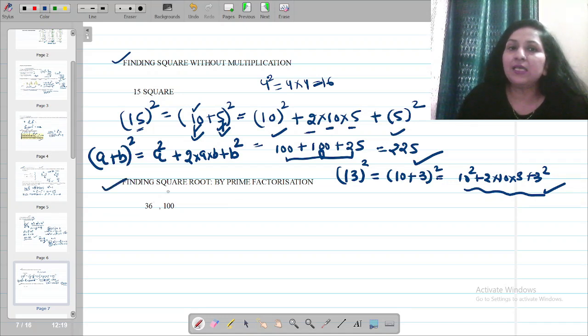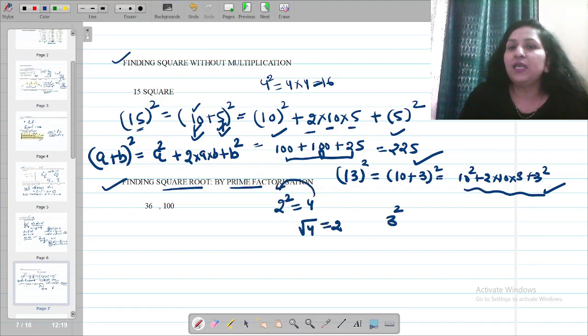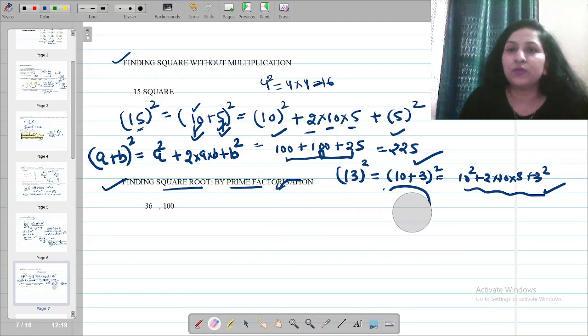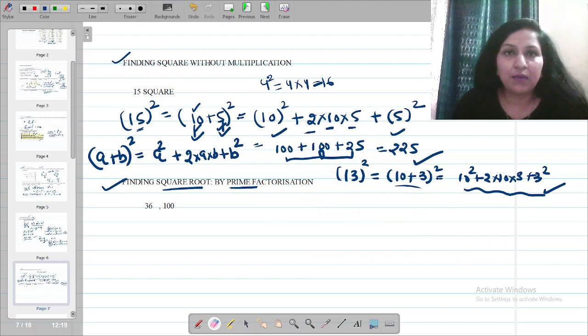Now, another topic: finding the square root by prime factorization. Generally, we use this method for finding the square root of a number. The square root means the reverse of square. If I say 2 square is 4, iska matlab under root of 4, going back, under root of 4 is equal to 2. If 3 square is equal to 9, that means if I go back, under root of 9 is equal to 3. Okay, it goes like this. For smaller numbers, we can do that orally. For bigger numbers, we need to have a rule. Let's find it here.